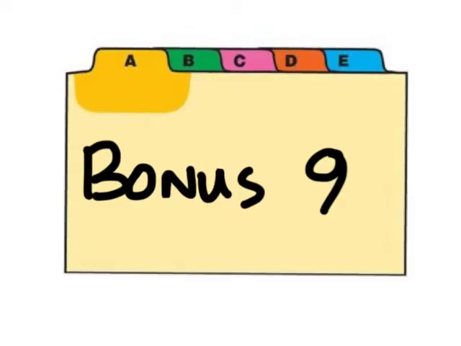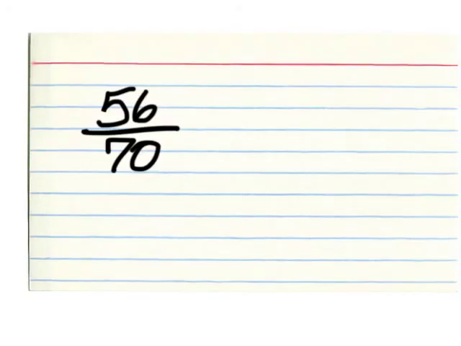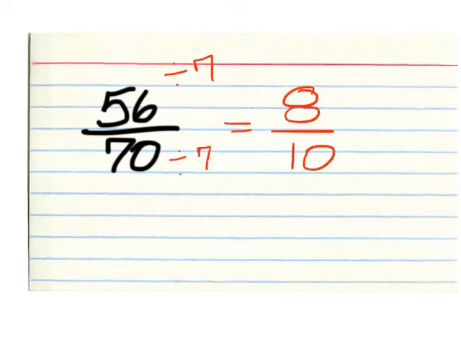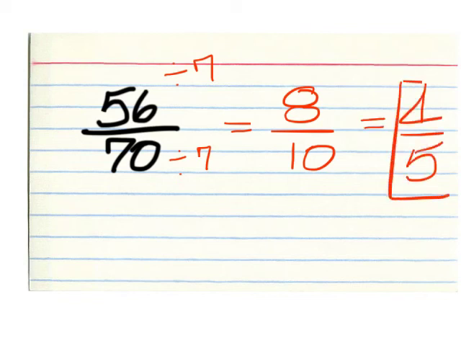Practice number 5. 88 over 120. Bonus number 9. 56 over 70. 7. So if we had 7 from the hint, you could divide by 7 here and here and come up with 8 over 10, but you're still not finished. 4 over 5 would be the answer.